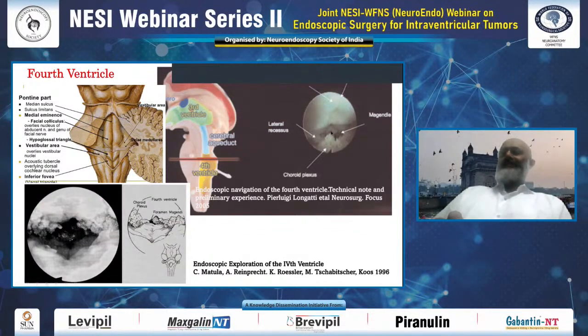Access into the fourth ventricle would reach the foramen of Magendie or the Luschka with the choroid plexus that is seen. This interesting paper from Matula et al. in 1996 describes three approaches into the fourth ventricle. One is through the aqueduct of Sylvius. The second is through the foramen of Magendie. And the third, they described access into the fourth ventricle via the foramen of Luschka. They did it using rigid endoscopes, but this was a partly cadaveric and partly clinical study.